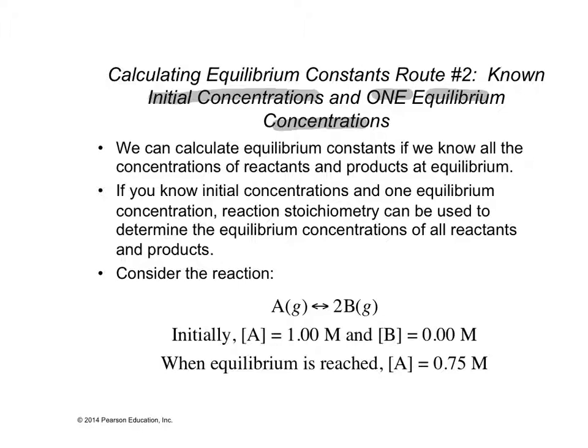So let's say that you have a reaction where you have A going to make 2B, okay? And in this scenario, you initially know, because you put it into the flask, that you have 1 molar of A and you have 0 of B. So the reaction has not begun, you have 0 product initially, okay? At equilibrium, once it's reached, you go back in and you measure the concentration of A to be 0.75, right? So you would be able to utilize all of this data to also determine the equilibrium concentration of B. Well, how would you do that?